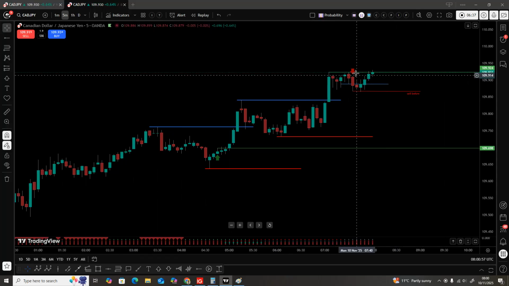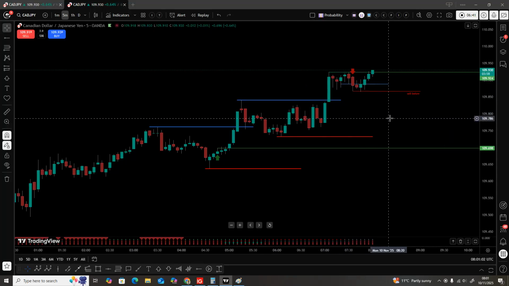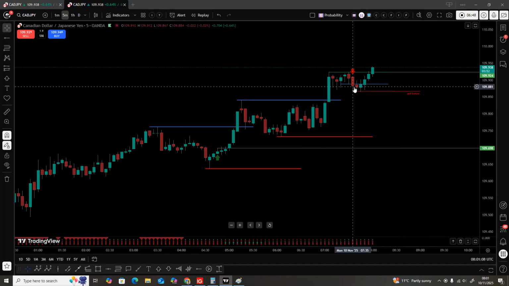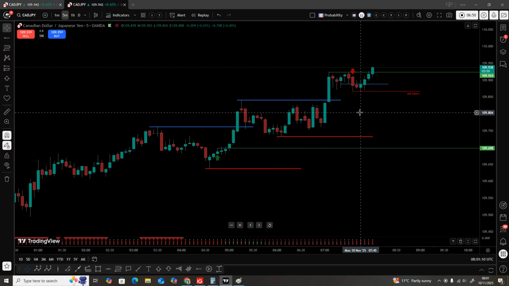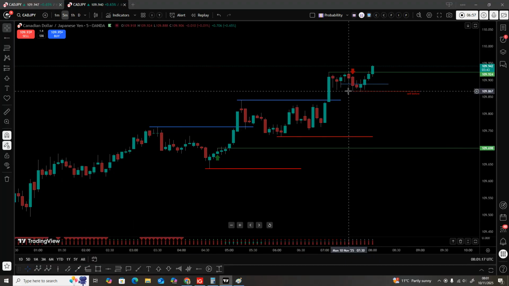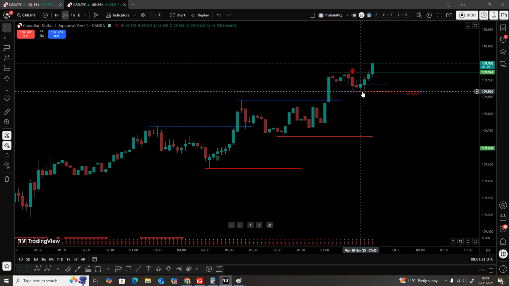Guess what? This is why one of the key ingredients to a successful trading journey is following your rules. And you can see the price traded below the momentum low candle. It did not close below the momentum low candle. We did not take the trade.